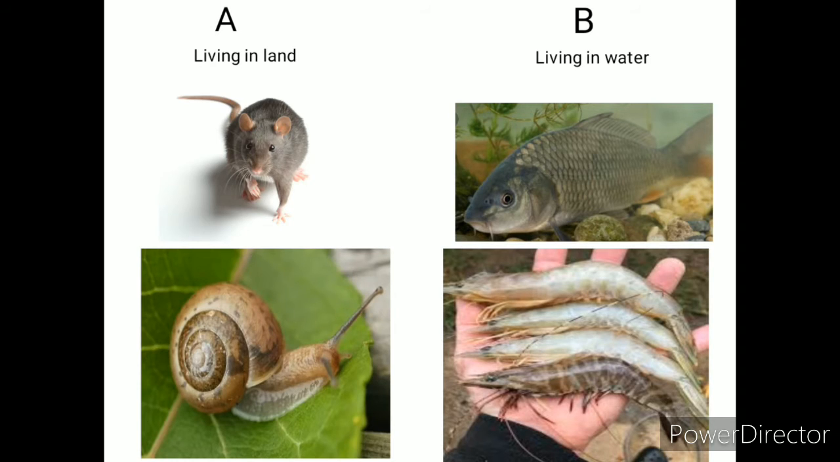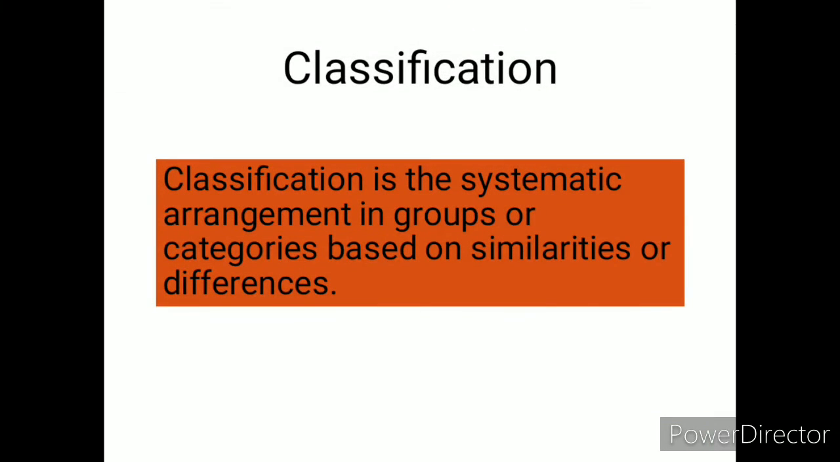So classification means the systematic arrangement in groups or categories based on similarities or differences. Here you can see that you have classified them into 2 groups based on similarities or differences. The organisms or animals having similar features come under the same group.